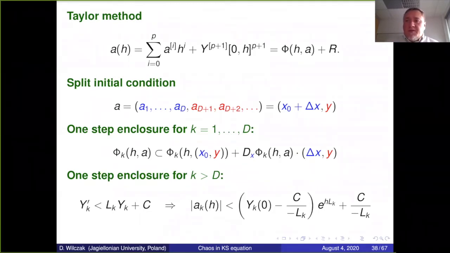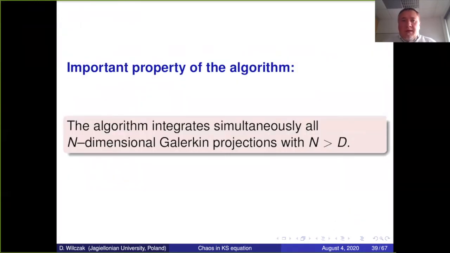I know it is very fast, it is very technical, but this is the main strategy for integration. Use a regular ODE solver on the main modes with some influence from the tail, and then use differential inequality on the tail to compute a bound for the tail. This algorithm also integrates simultaneously all Galerkin projections and finite dimensional approximations to our system.